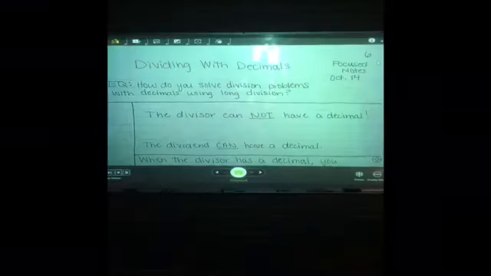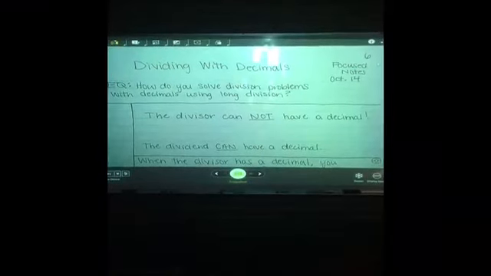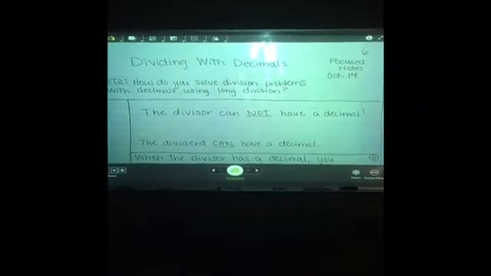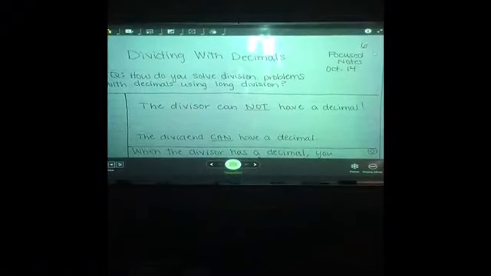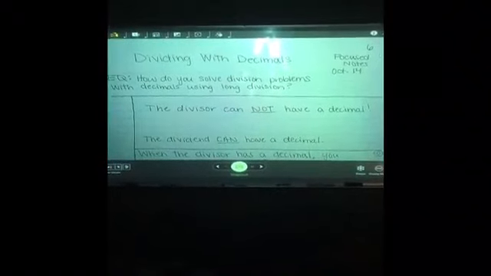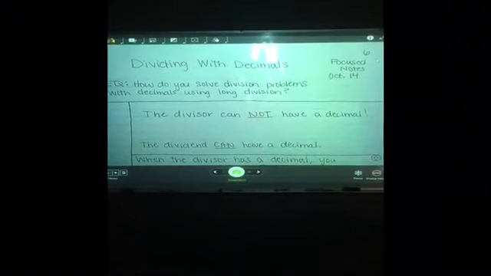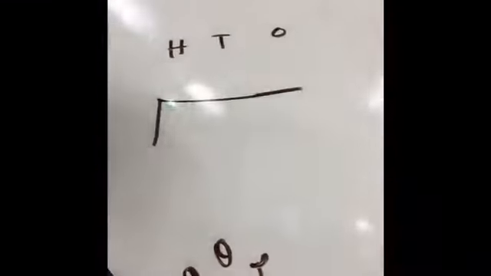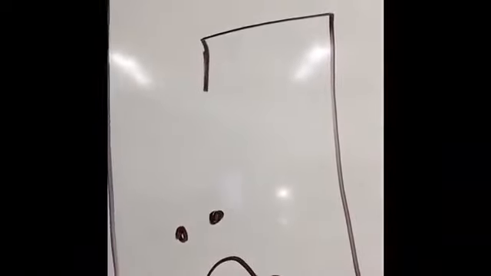So basically, here's the main deal. If you have decimals and you're dividing them, the main thing is the divisor cannot have a decimal. So what do you do? If it has a decimal, you change it. By the way, for this one, you have to be using the standard algorithm. You cannot be using partial quotients, or else this method that I'm teaching you will not work.